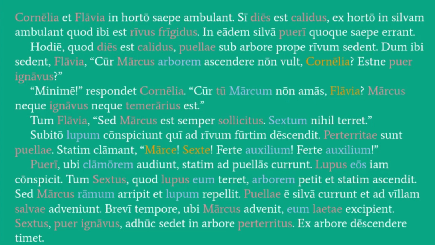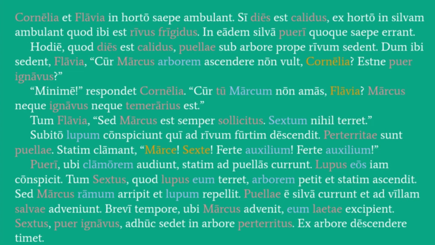Perterritae sunt puellae. So perterritae means frightened or terrified. Sunt, they are, and puellae is my subject, right? The girls. So again, because you have the verb to be here, perterritae and puellae are going to be both in the nominative case, right? So you're saying the girls are frightened. If you did left to right word order, you're saying frightened are the girls, but flip it around, right? The girls are frightened, or the girls are terrified.